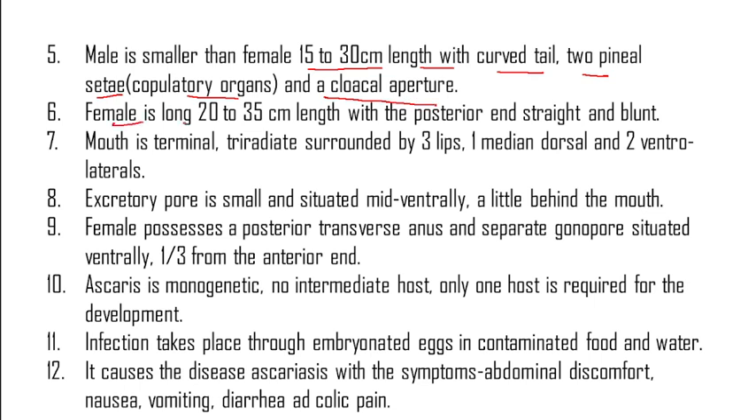लेकिन जो female होता है, female long होती है, 20 to 35 centimeter होती है, और उसका posterior end straight होता है, ना कि curved, और वो blunt होता है. Mouth is terminal, triradiate, surrounded by 3 lips, one median dorsal and 2 ventrolateral. Excretory pore is small and situated mid-ventrally, a little behind the mouth. Female possesses a posterior transverse anus and separate gonopore situated ventrally 1/3 from the anterior end.